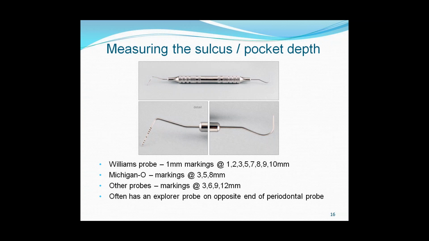There's other probes on the market. Michigan O, for example, has markings at 3, 5, and 8 millimeters. There's many other probes that have markings at 3, 6, 9, or 12 millimeters. The Neighbors probe, for example, has no markings on it at all. So there are many probes, but I personally like the Williams probe.